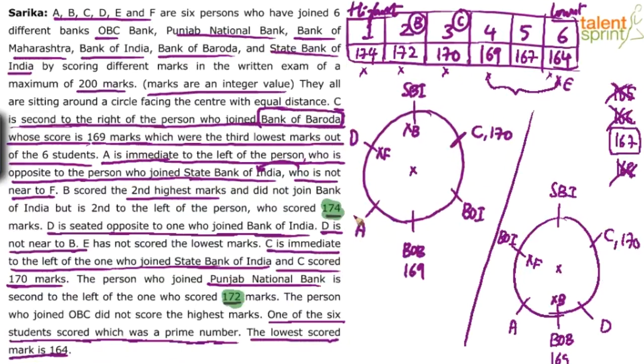So that's done, right? E has not scored the lowest marks. So E will not come for 164, which is okay. B scored the second highest marks and did not join Bank of India, but is second to the left of the person who scored 174. Who scored 174?